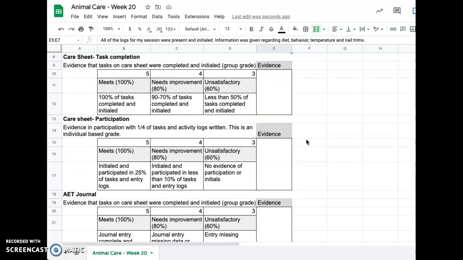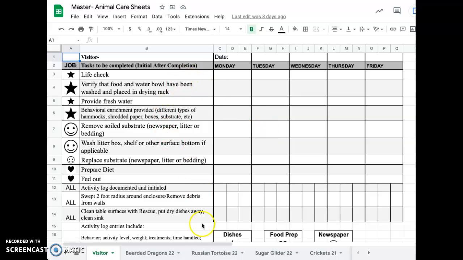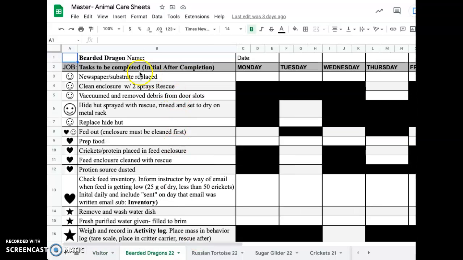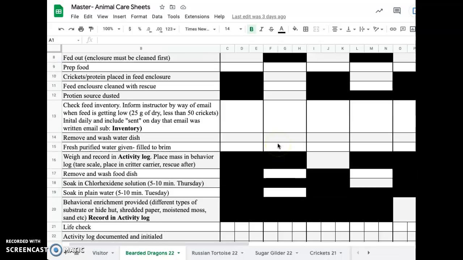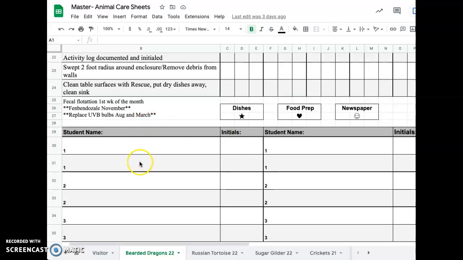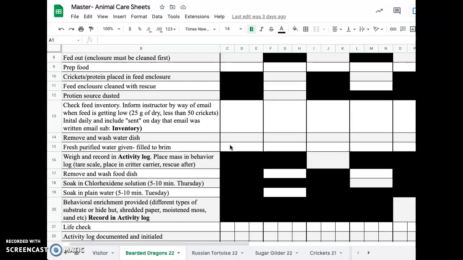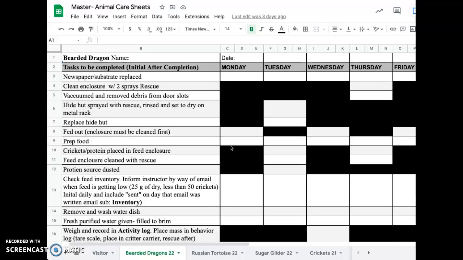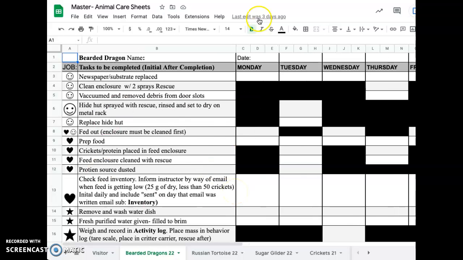So I'm going to go down to the next piece. The next piece is the care sheet. The care sheet is this sheet right here. So that's our care sheet. It's got our tasks, and then it has those places for us to initial. I should have initials all here, and then it gives me my student name and initials. You guys should be putting your first and last name and your initials, so that way we know who's initialing what, and we can account you accordingly. So that is the care sheets.